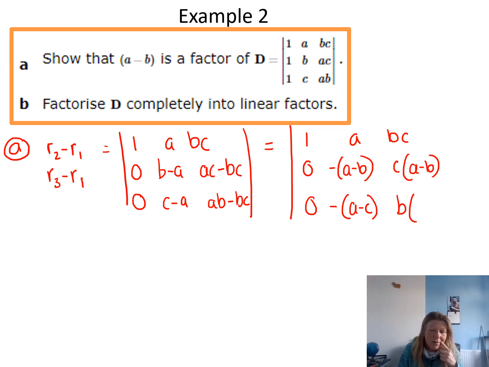a take c. And now you can see this row has got a common factor and that row has got a common factor, so let's pull those out.